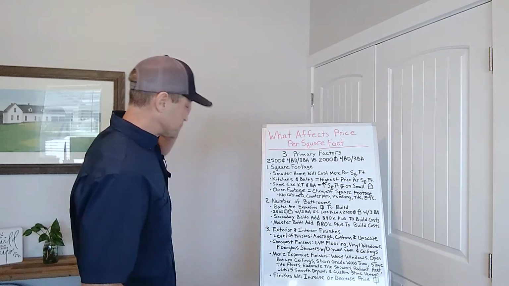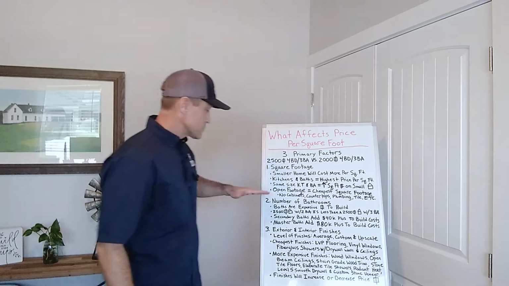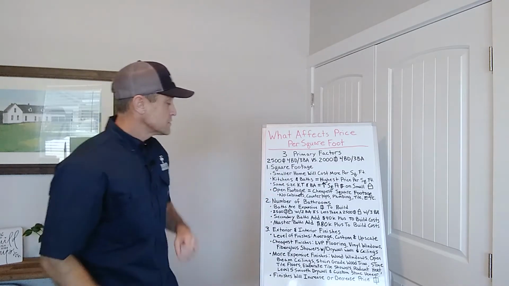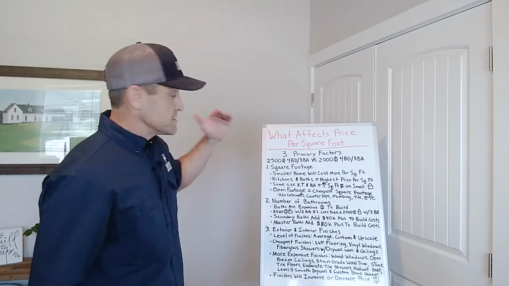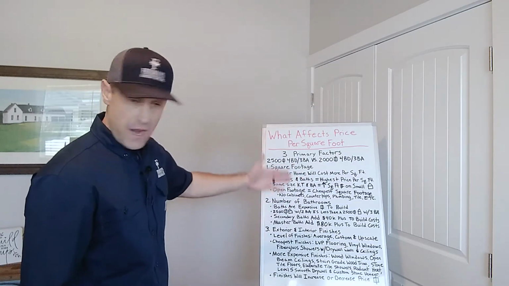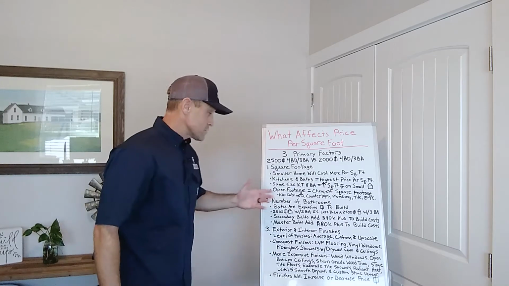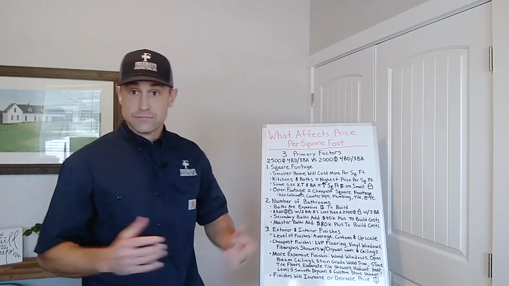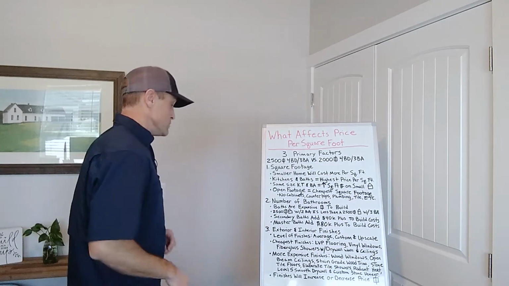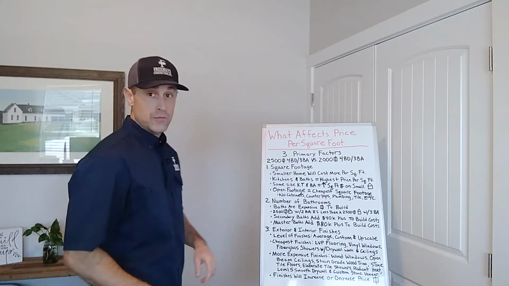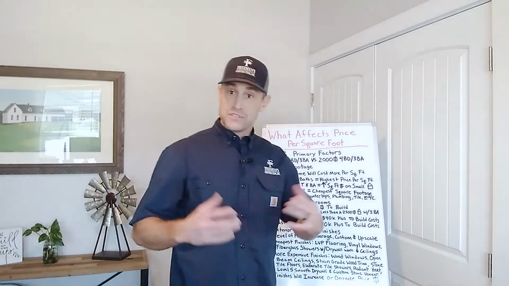If you have a 2,500 square foot house that has 2 bathrooms, and you have the same 2,500 square foot house that has 3 bathrooms, the 2,500 square foot house with the 2 baths is going to be cheaper. There's 1 less bathroom in that same home. So you can reduce the cost of your home by reducing the amount of bathrooms.